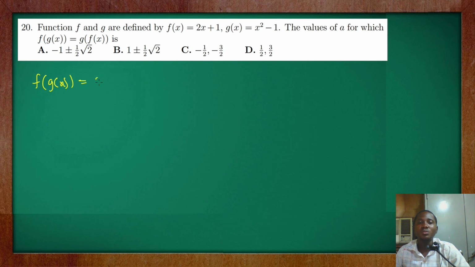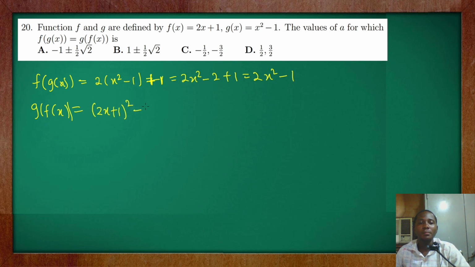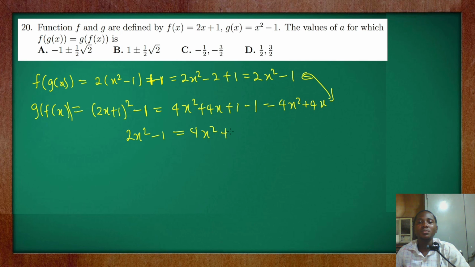That means we have 2 into x squared minus 1, plus 1, which gives 2x squared minus 2 plus 1, which is 2x squared minus 1. And g of f of x is 2x plus 1 all square minus 1. So that is 4x squared plus 4x plus 1 minus 1, which is 4x squared plus 4x. Now if we equate these, we have 2x squared minus 1 equal to 4x squared plus 4x.